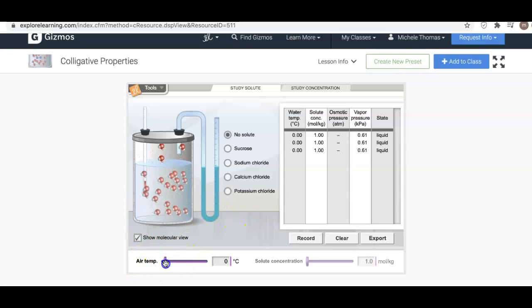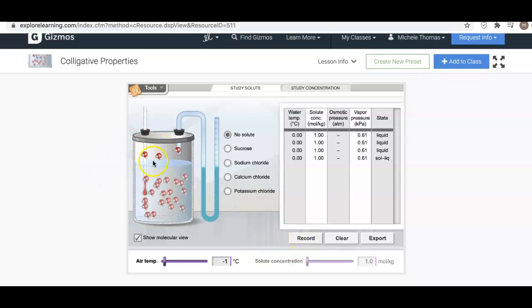Now, if we drop our temperature below 0, let's go to 1 degree below 0 Celsius. Now, of course, we're going to wait just a moment, let our water temperature adjust to our air temperature. We're still at 0, but you can see that our liquid water is starting to turn into a solid, and that does take a few moments to occur.